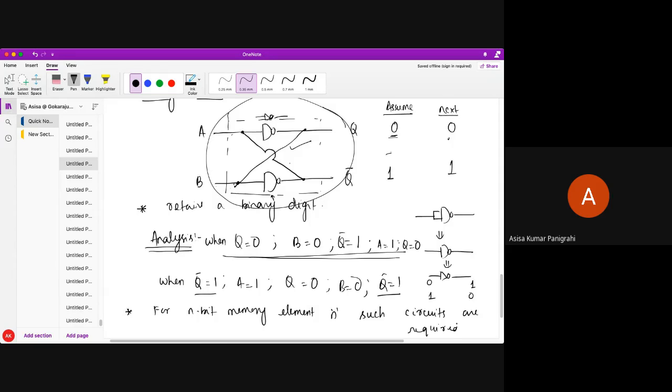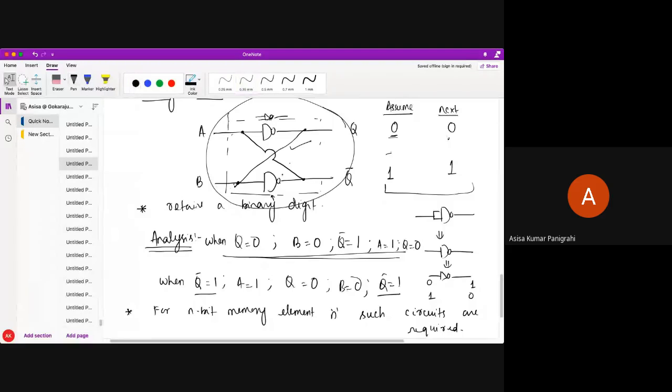Very, very important, students. If you did not understand, you will not understand further. If you did not understand, tell me, are you understanding how this binary value gets retained over here with this logic circuit? So this is called binary memory element.